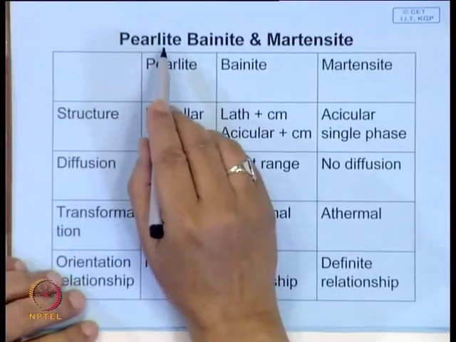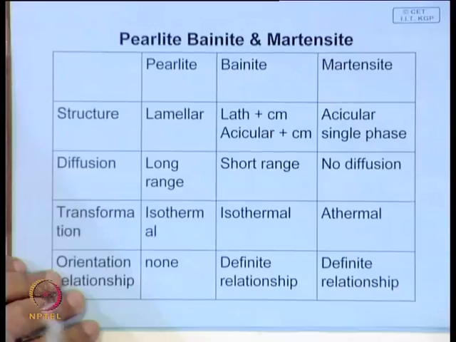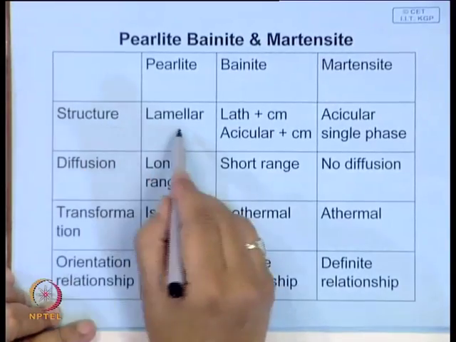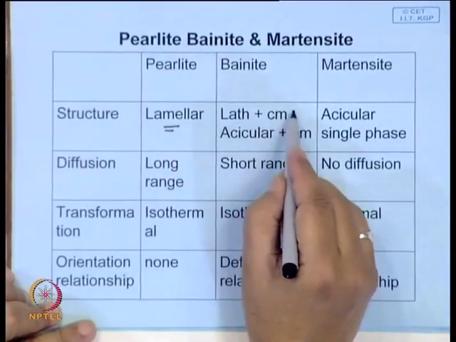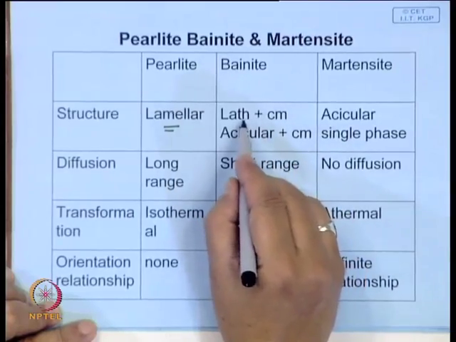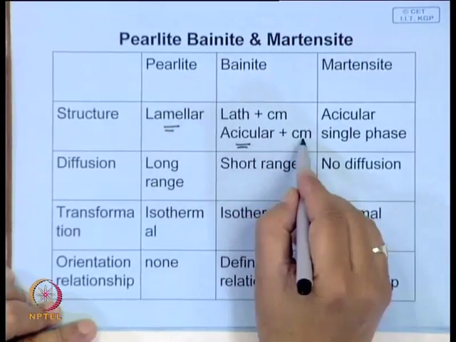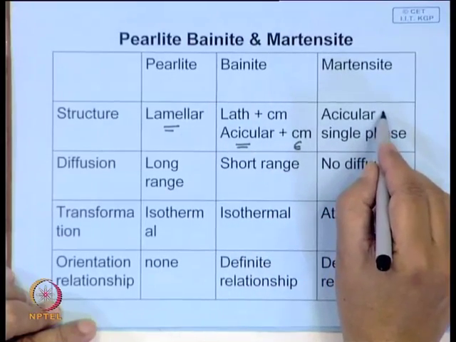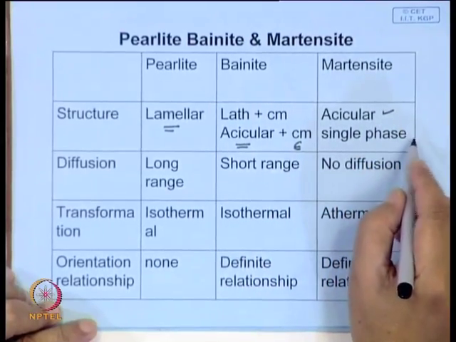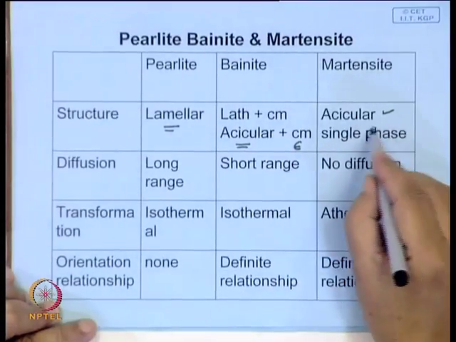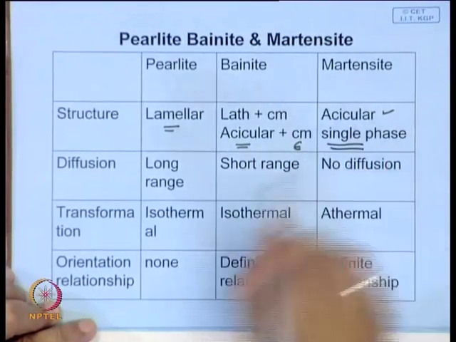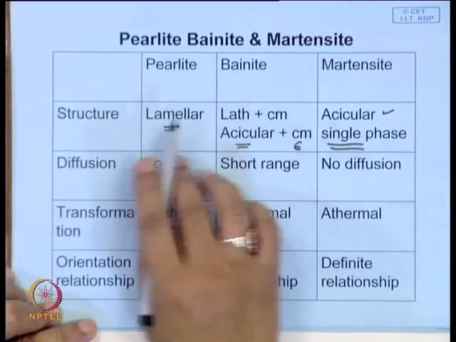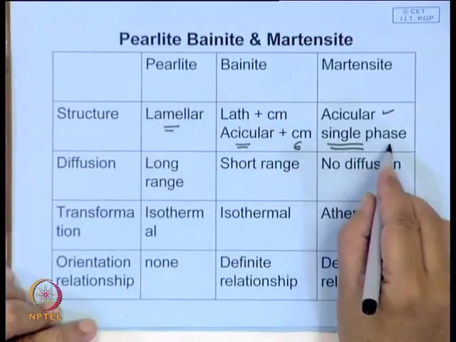Now, to sum up, a quick look at the comparison of the three: Pearlite, Bainite and Martensite transformation, which are listed here. Structure: this has a lamellar structure. Bainite, you have two distinct, lath plus cementite, acicular plus cementite or epsilon carbide, whereas Martensite is acicular. In this particular case, a low carbon martensite can be lath martensite, but the important feature is it is single phase. Both these are double phase, two phase mixtures, but this is single phase.